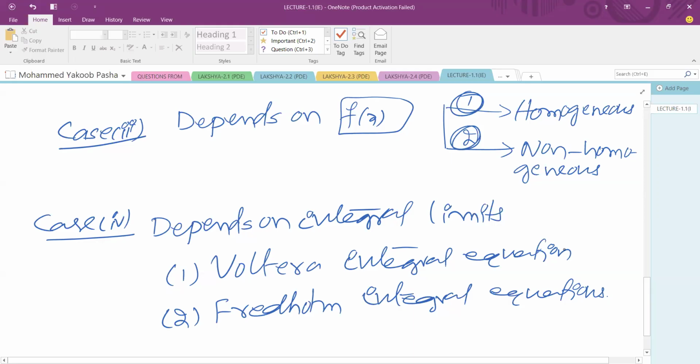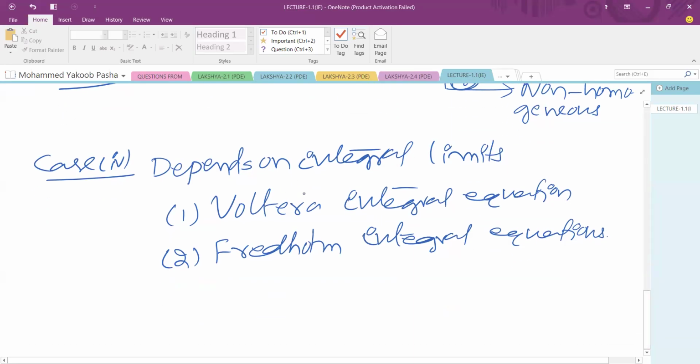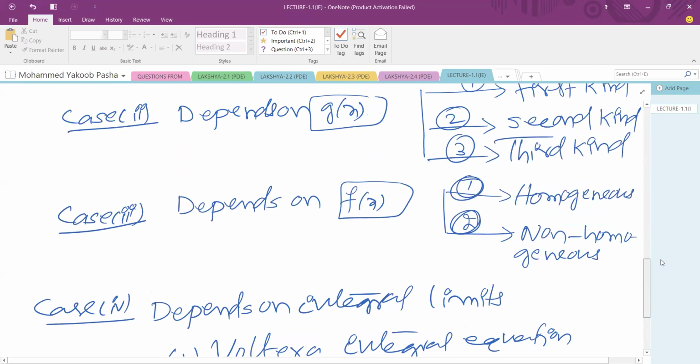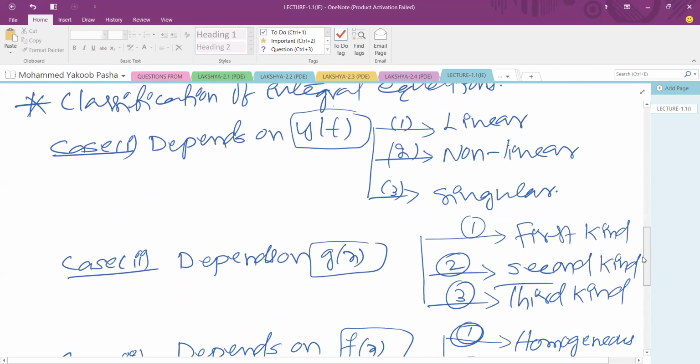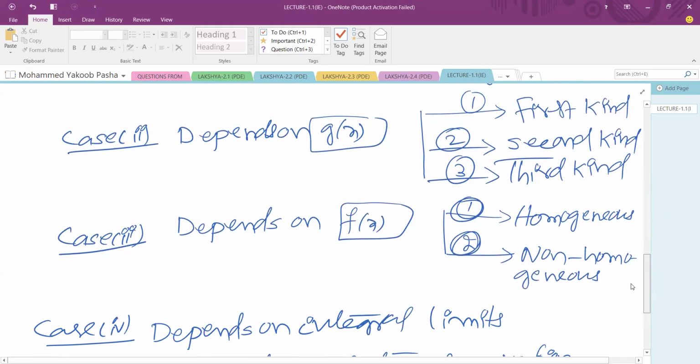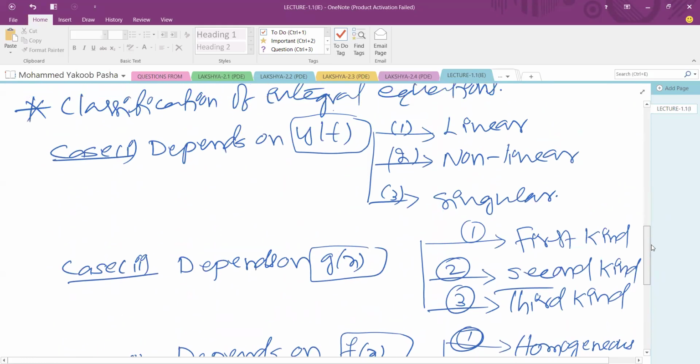Depends on integral limits, we can classify integral equations into two types: Volterra integral equations and Fredholm integral equations. Okay, this is the main classification of integral equations. Depending on y of t, depending on g of x, depending on f of x, depending on integral limits, we can classify into several types.